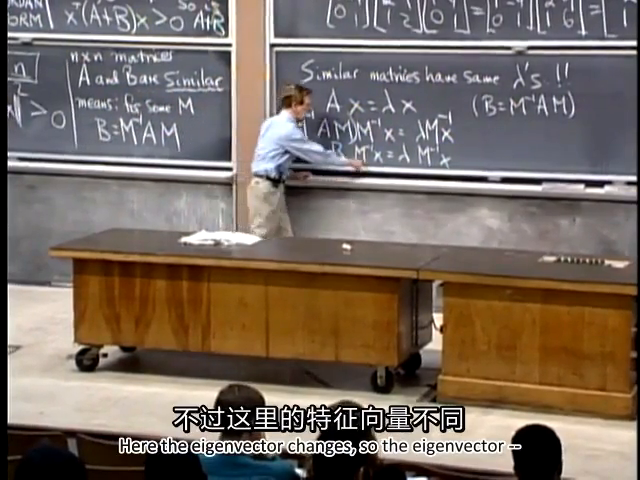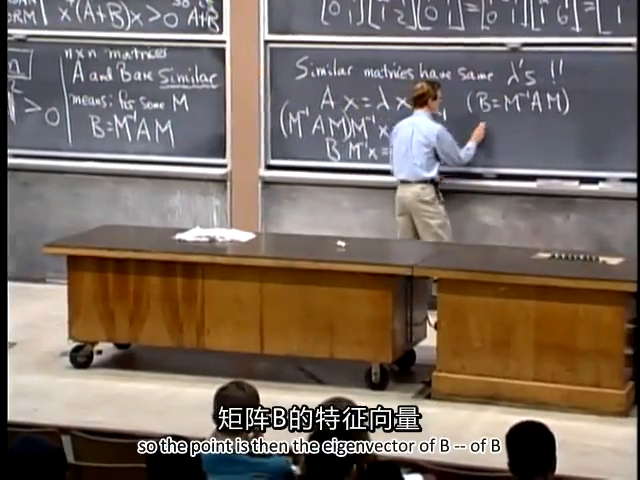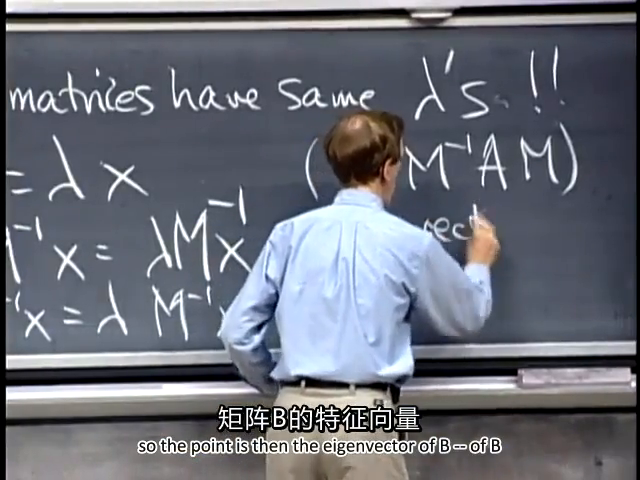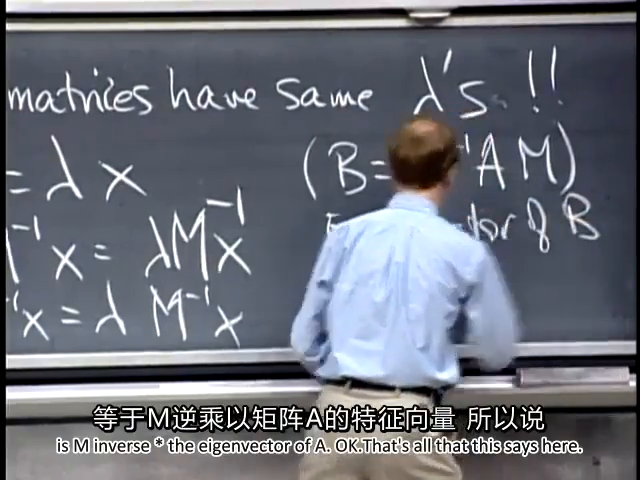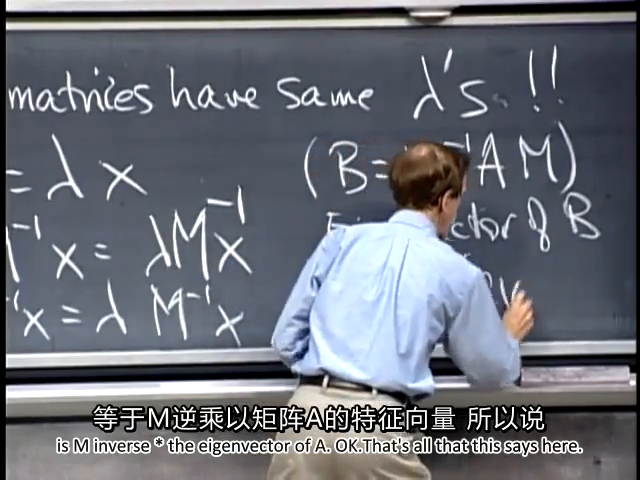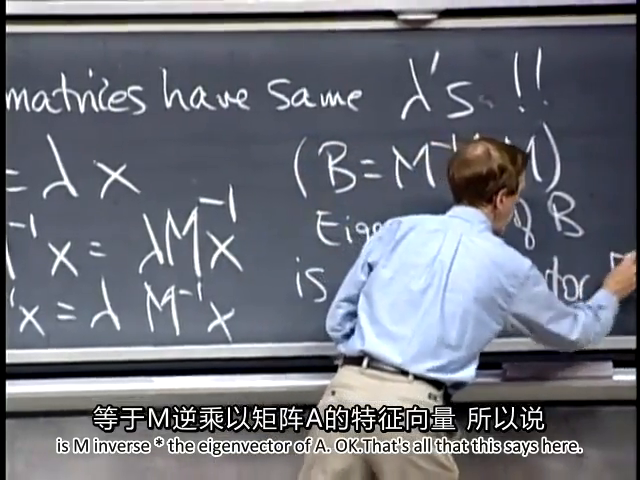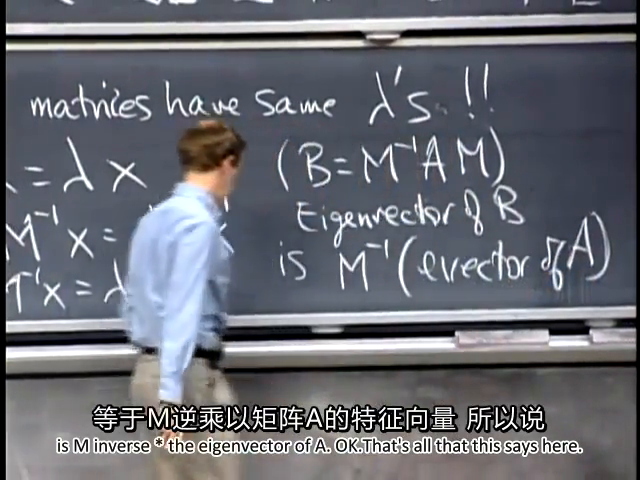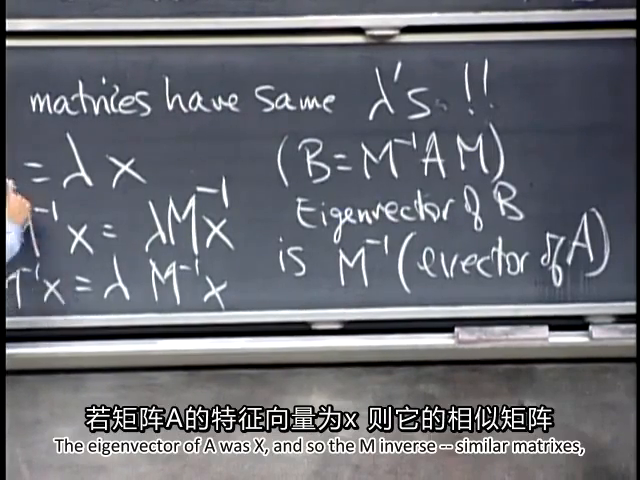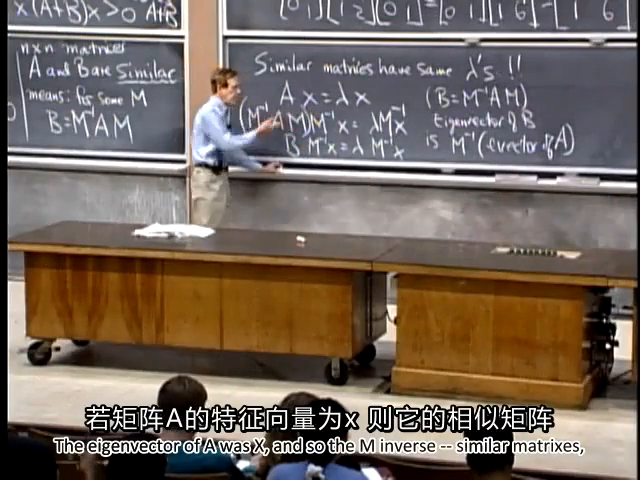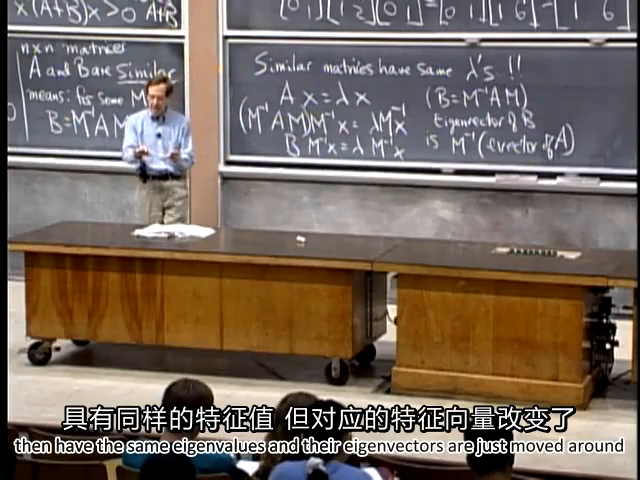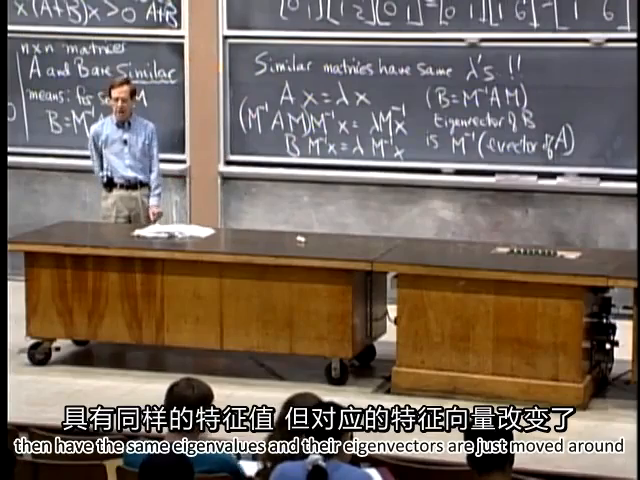Here, the eigenvector changes. So the point is that the eigenvector of B is M inverse times the eigenvector of A. Okay. That's all that this says here. The eigenvector of A was X, and so the eigenvector of B is M inverse X. Similar matrices, then, have the same eigenvalues, and their eigenvectors are just moved around.